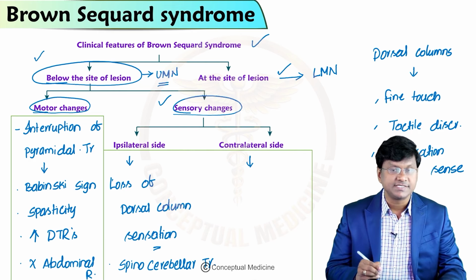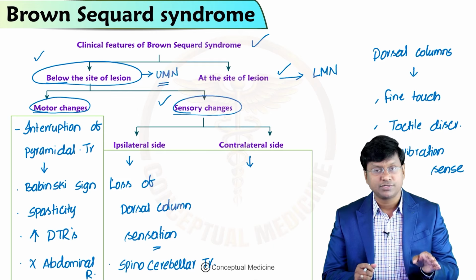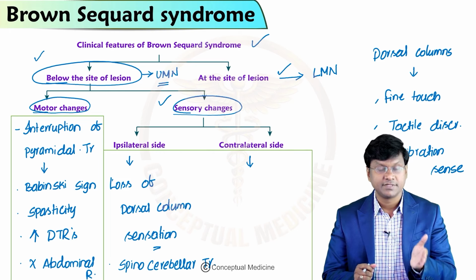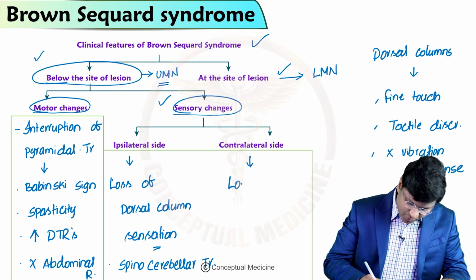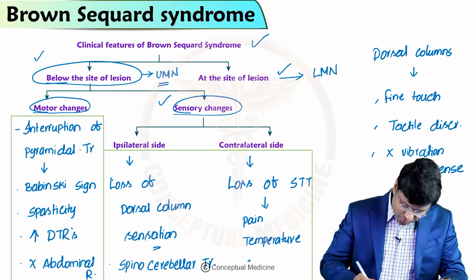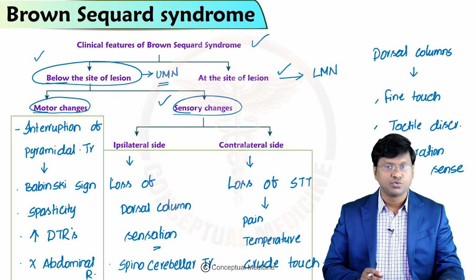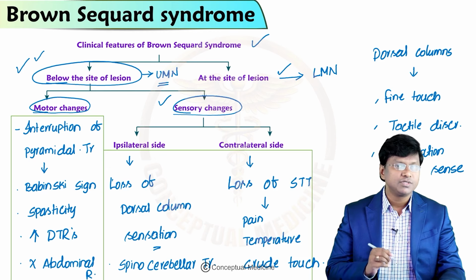On the contralateral side, the sensory changes that you will have is the features suggestive of lesion due to spinothalamic tract. Spinothalamic tract, it will cross to the opposite side at the same level. So left-sided spinothalamic tract will cross on to the right side. So if there is right-sided hemisection, you will have damage of left-sided spinothalamic tract. So contralateral side, you will have the features suggestive of loss of spinothalamic tract. And what will be that features due to loss of spinothalamic tract? That is loss of pain, temperature, and as well as the crude touch. Right, loss of pain, temperature, and as well as the crude touch. So that will be the features you will have on the contralateral side. So these are the manifestations below the site of lesion.